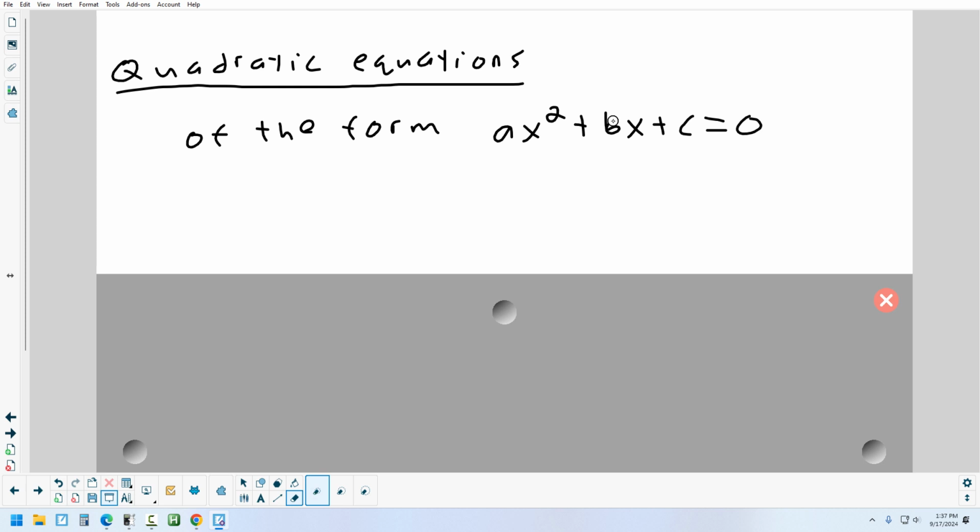It is important to understand where the a, the b, and the c are. The a is in front of the x squared, the b is in front of the x, and the c is the constant at the end.